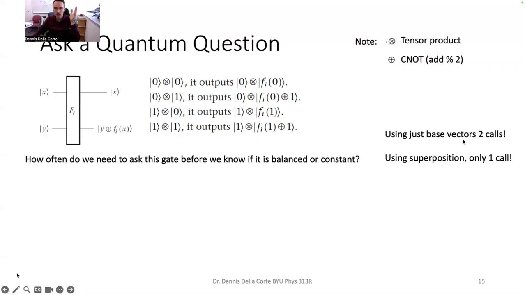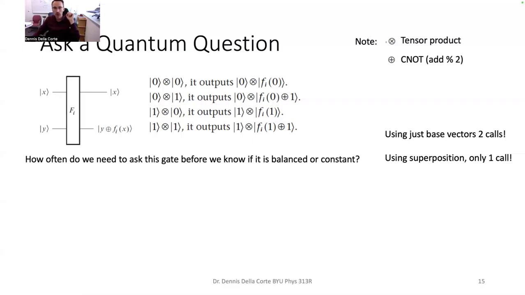It turns out that if you use just the basis vectors, so just zeros or ones, you have to do at least 2 calls. So run 0, 0 through it, 0, 1, and then you know if you're going to get always constant or always balanced output. But the trick will be now to use a superposition. And if we do that, we will only need 1 call.